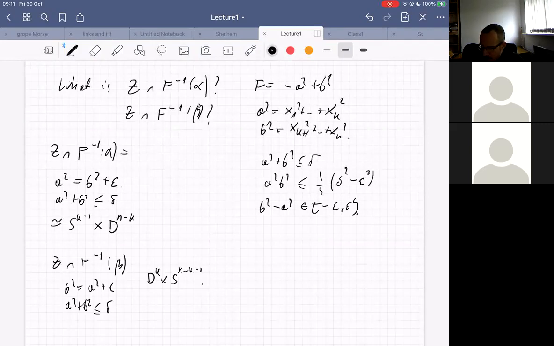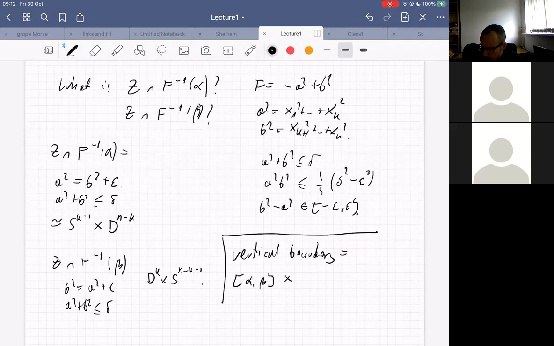And it's actually not hard to see that the vertical boundary is this guy. So this is sort of an immediate observation. If you don't feel well with this, this is a place where you should stop and understand. This is one of the most important parts of the whole Morse theory. That's why I'm trying to be maybe slower than usual.